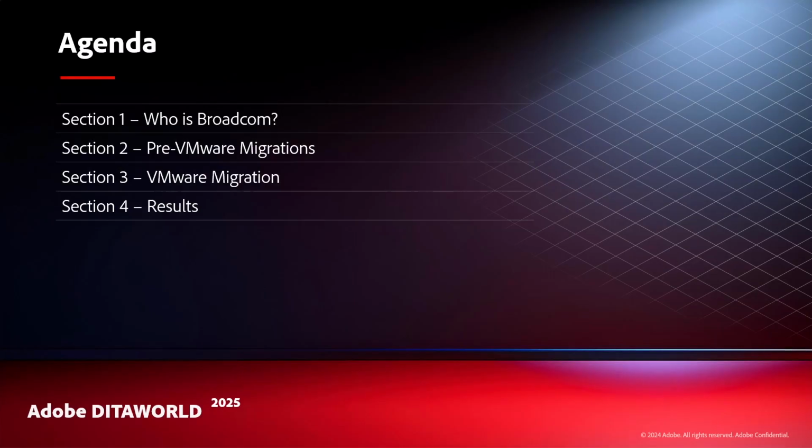Today, we're going to go over a little bit about who Broadcom is. We have a short video to show you. There's a saying that 99% of all internet traffic goes across some piece of Broadcom technology. After the video, we're going to talk about how Broadcom did migrations prior to VMware, and then with the VMware migration and its complexities, how we completely changed our migration approach, and then look at some of the results. So let's flip over to the video real quick.